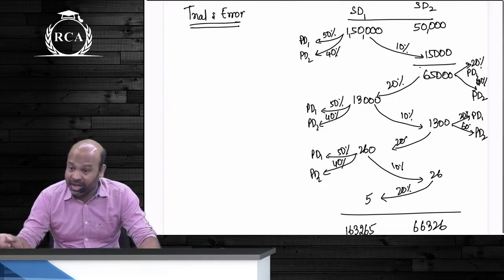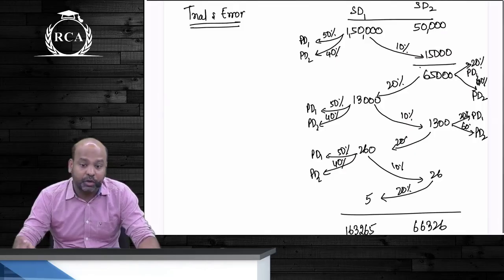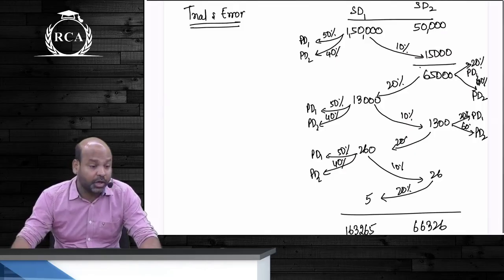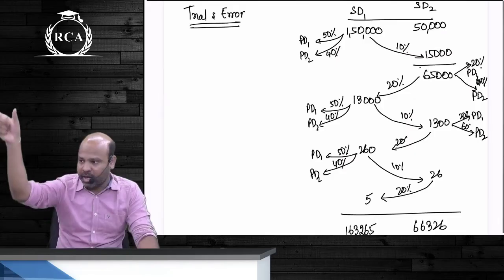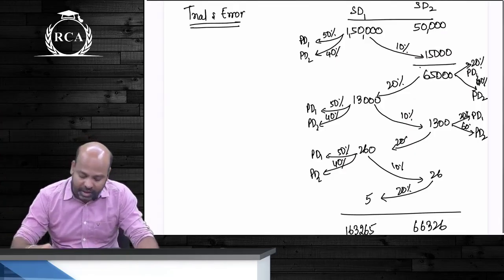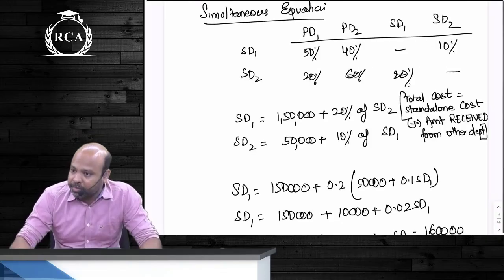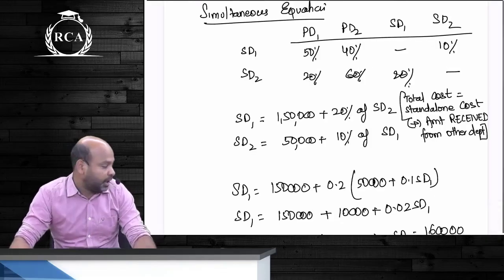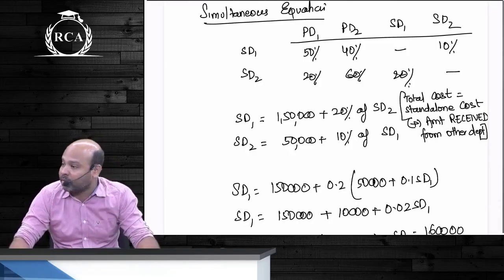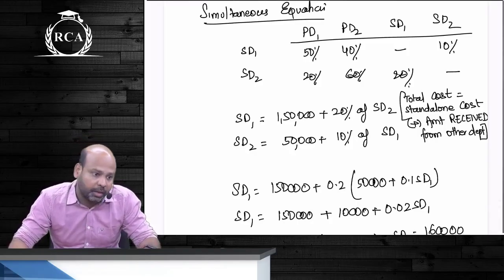Simultaneous equation again is a copy of trial and error method, just that you're forming 2 equations here in order to determine the total amount. जो भी trial and error method में total amount आया था बेटा, same amount you're going to get under simultaneous equation also. While forming the equation, be careful. It is not about what you are rendering to the other department. It is about what you are receiving from the other department.